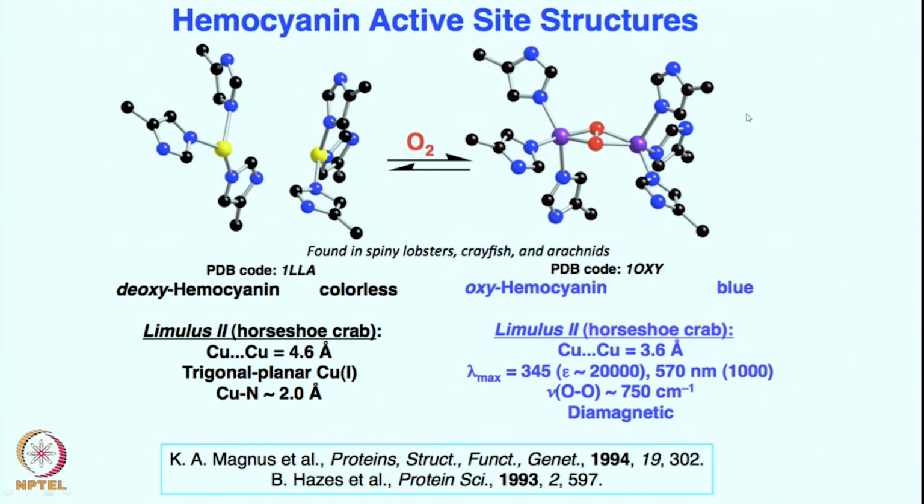In all these cases you have seen, hemoglobin, hemerythrin or hemocyanin, the oxygenated species are really bright colored, right. You have seen red and blue, hemoglobin, hemerythrin and hemocyanin. That makes it quite exciting.